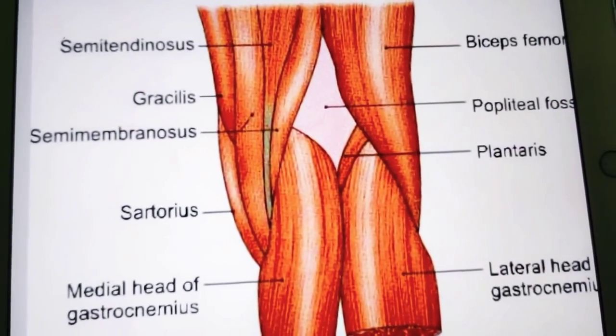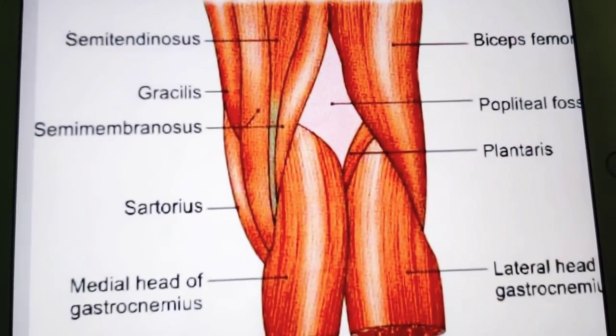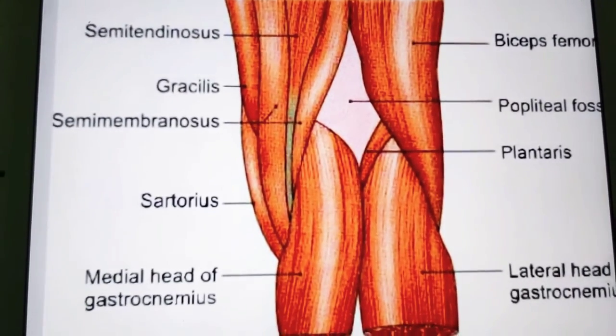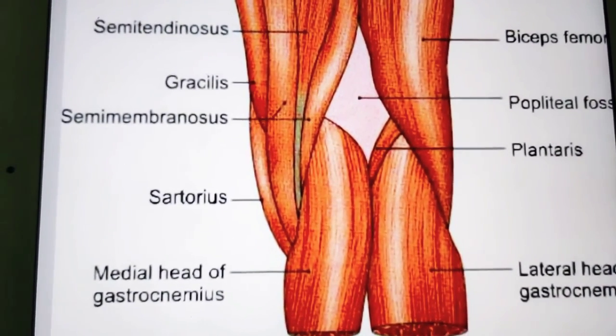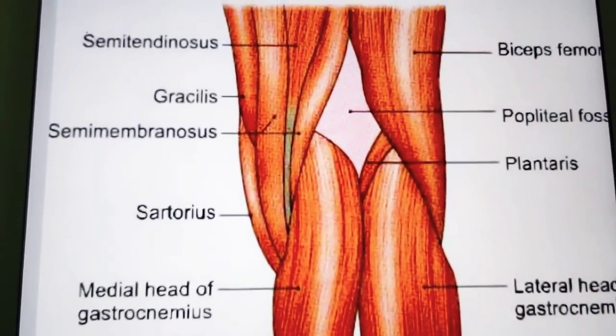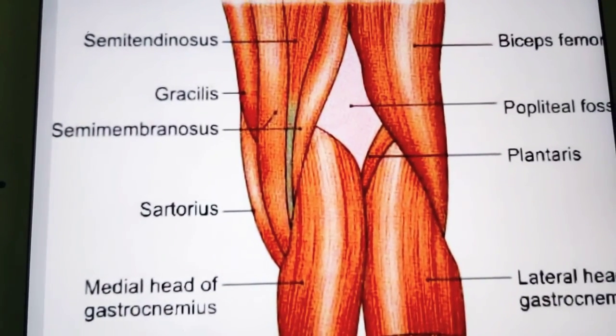So this is about the surface landmarks, and of course we also added the boundaries here. In the next part we'll discuss the popliteal fossa in detail, like what are the contents in it, what are the boundaries, everything.